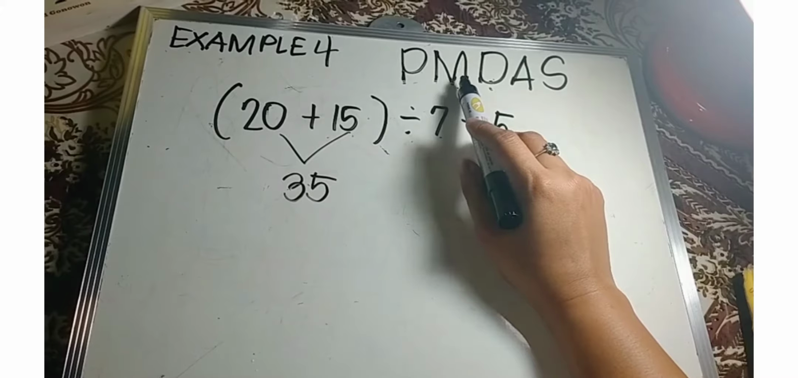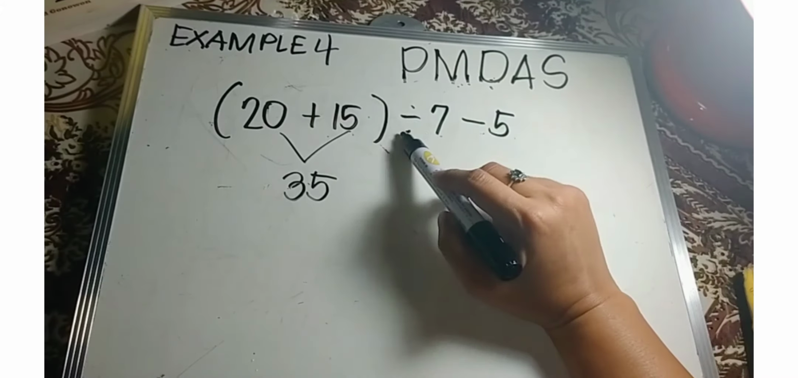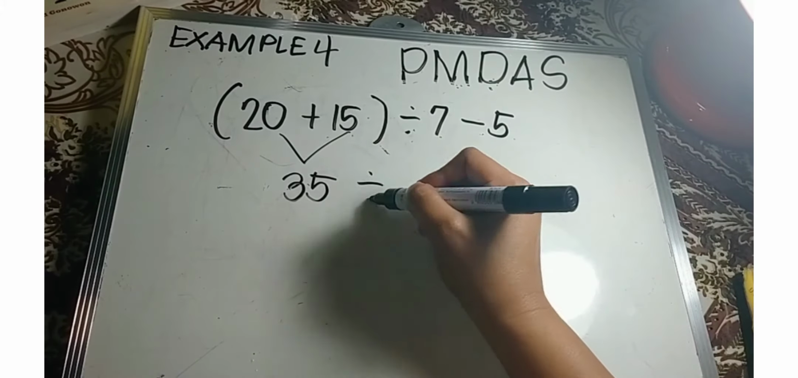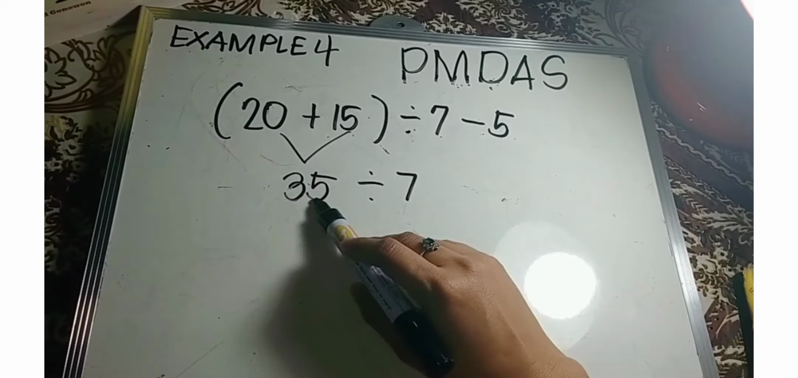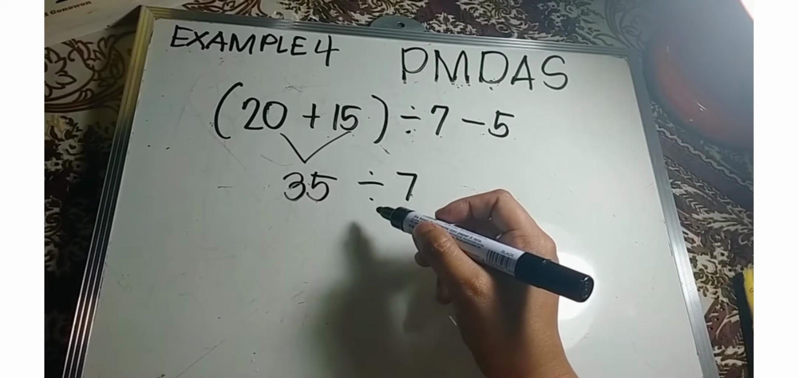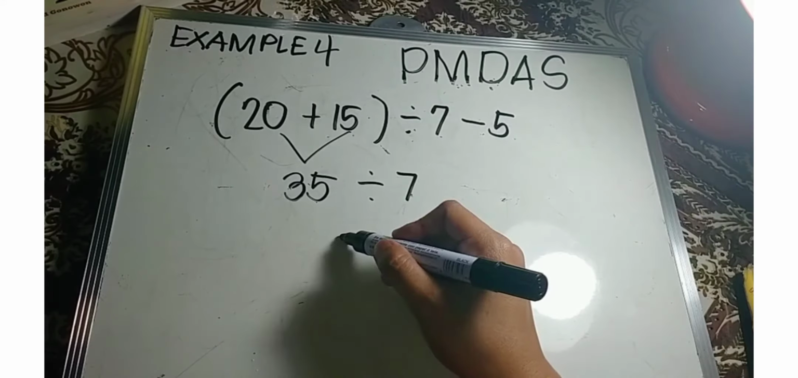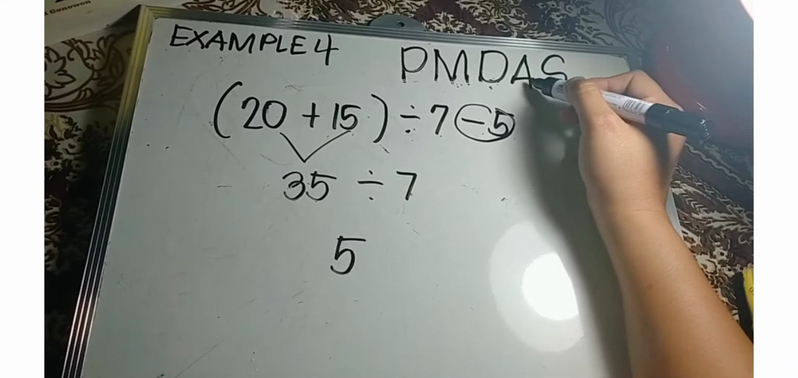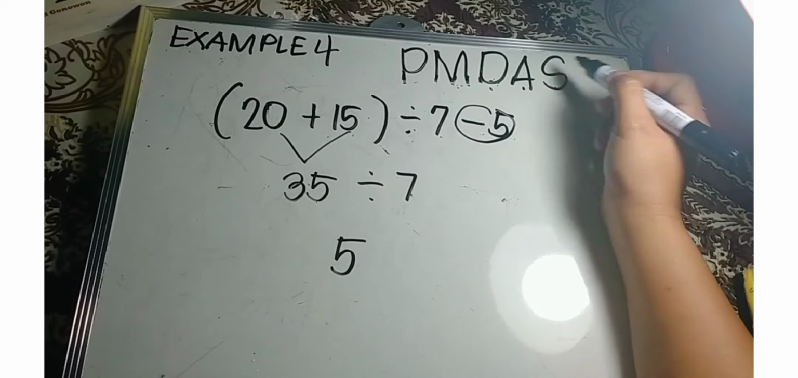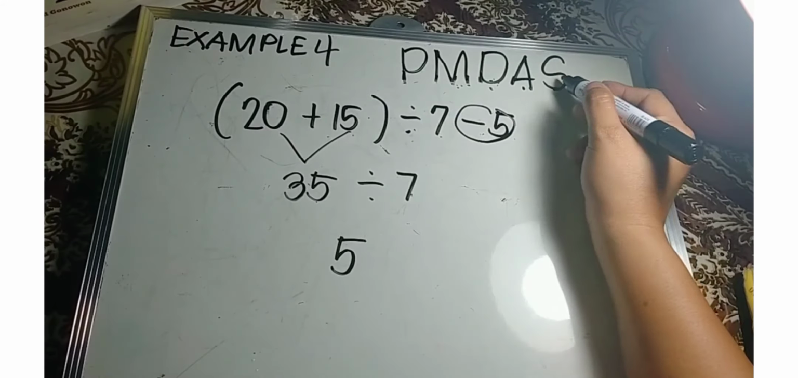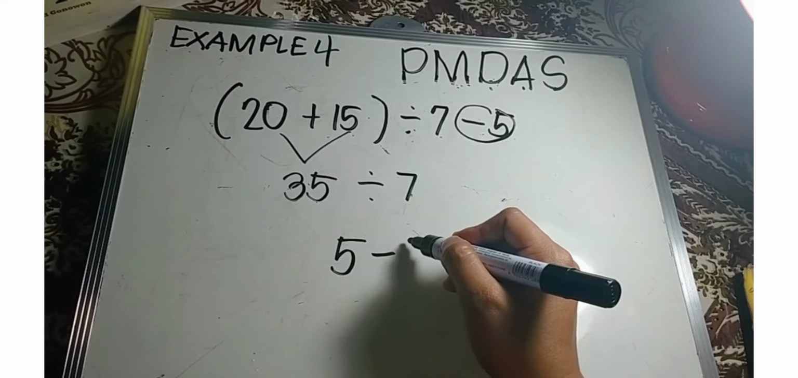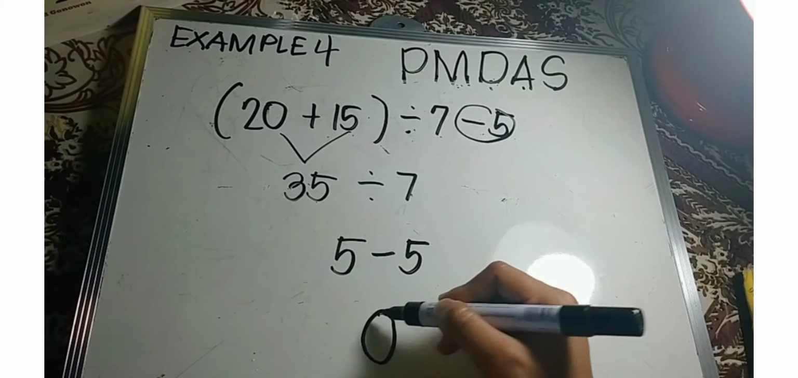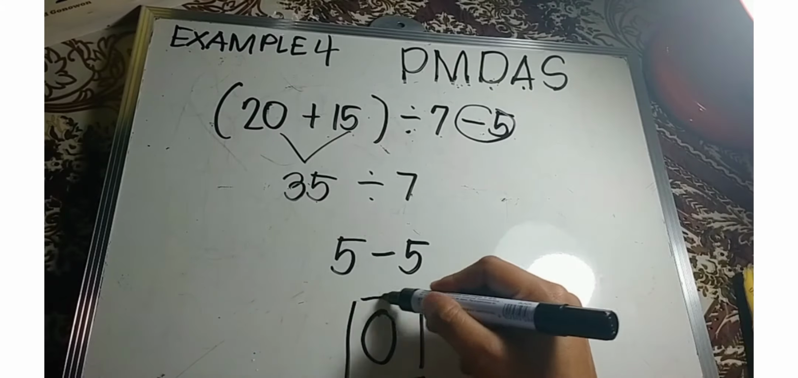Next, based on the rule, multiplication, division. So, walang multiplication. So, meron tayong nakitang division. So, siya naman ang susunod nating isosolve. 35 divided by 7, the answer is 5. And then, meron pa tayong remaining. Since nandito tayo sa addition and subtraction, wala tayong addition. So, let us proceed now to our subtraction, which is 5. Kakopya lang natin. 5 minus 5, the answer is 0. So, 0 is our final answer here.